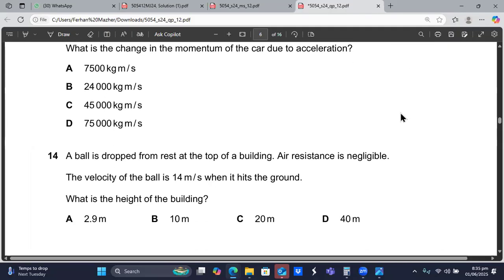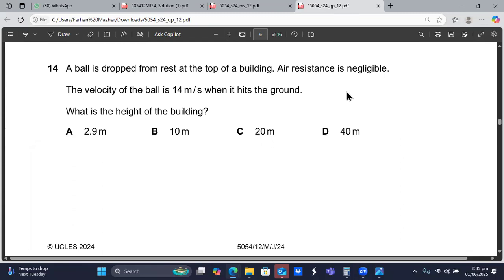That is question number 14. So here we have question number 14. He says a ball is dropped from rest at the top of a building and air resistance is negligible. The velocity of the ball is 14 meters per second when it hits the ground. What is the height of the building? It's very simple. There is no air resistance. So whatever was the gravitational potential energy at the top, the whole of that gravitational potential energy will be equal to the kinetic energy gained when the ball is about to hit the ground.